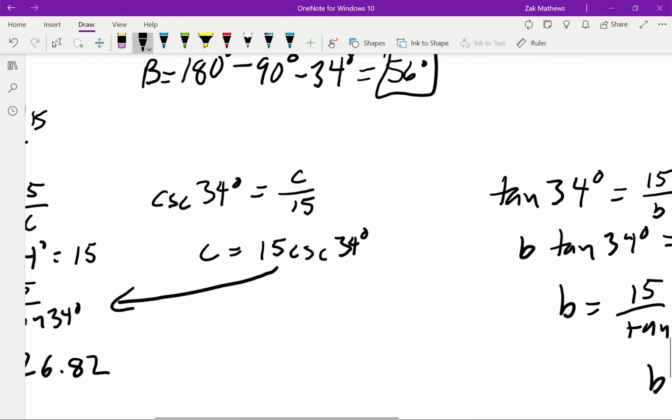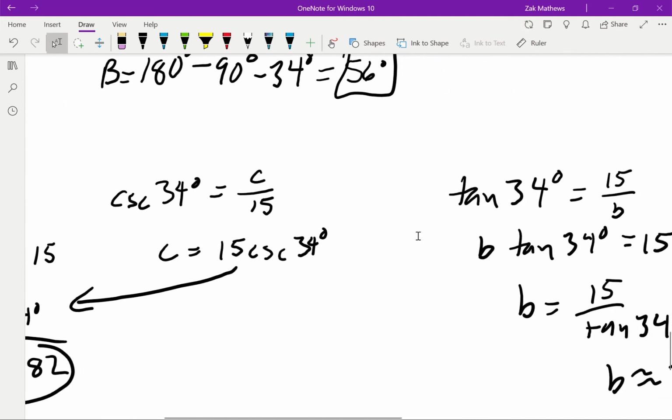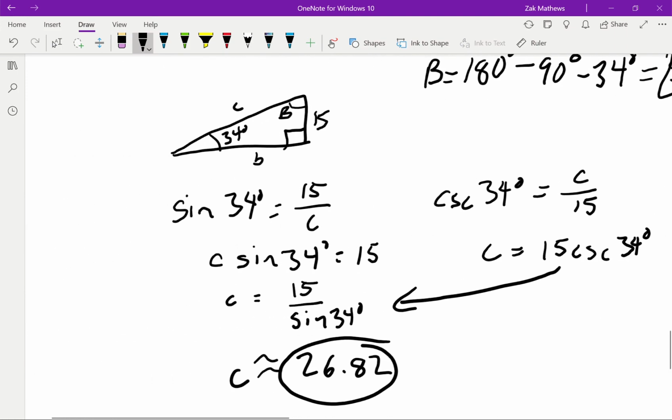And that should be the second largest. Notice 26 is largest. That was our C, the hypotenuse. 15, opposite the 34, the smallest angle, is the smallest, and then 22 slots into that middle tier.